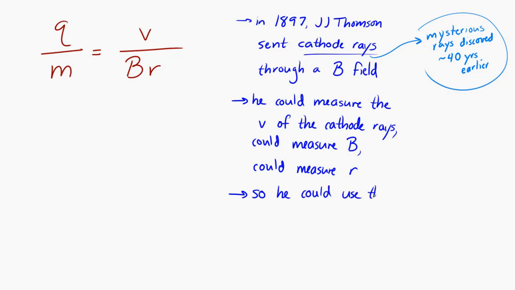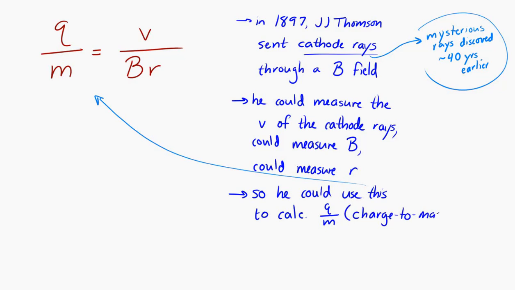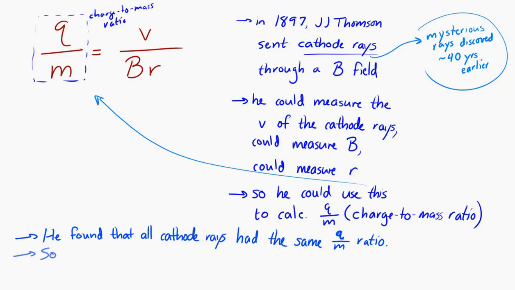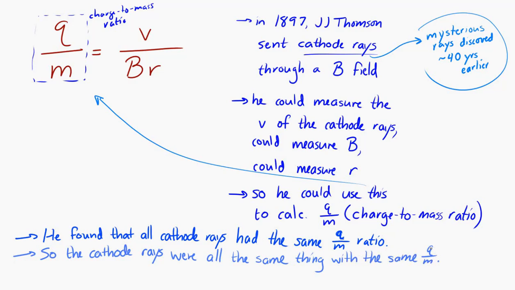And so he was able to measure the charge to mass ratio of these cathode rays, the Q divided by the M. When he did that, he could show that all of the cathode rays had the same charge to mass ratio, no matter what their velocity was, no matter what magnetic field he sent them through. He could find that they always had the same charge to mass ratio. That was proof that cathode rays were made out of something that always was the same. Some particle that was always the same charge and always the same mass.